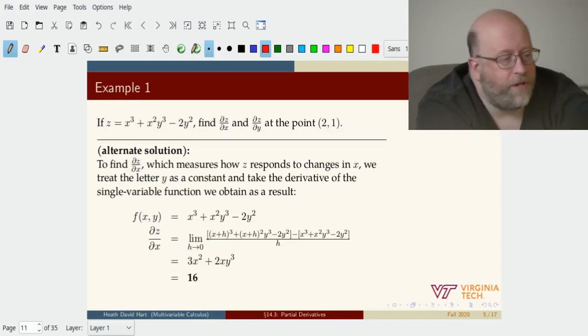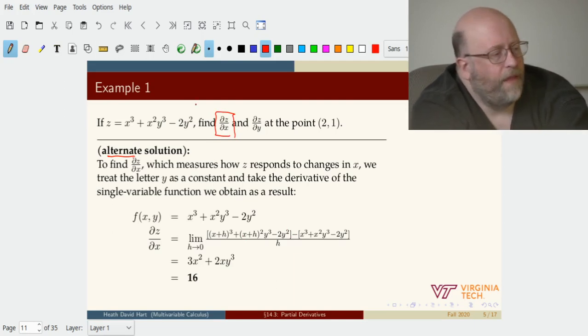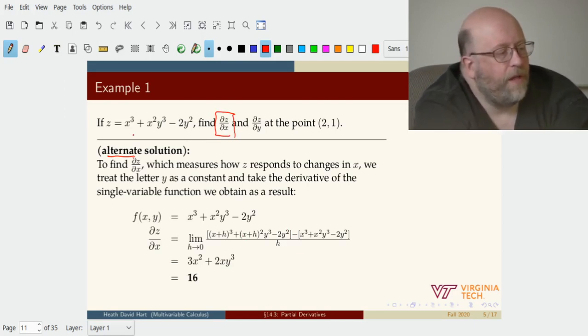So same problem we did before. This is just an alternate solution. Okay? We're going to start with finding dz dx. So I'm going to look through this function, and I'm going to remember that after I have plugged in for y, I just have a single variable function for x.